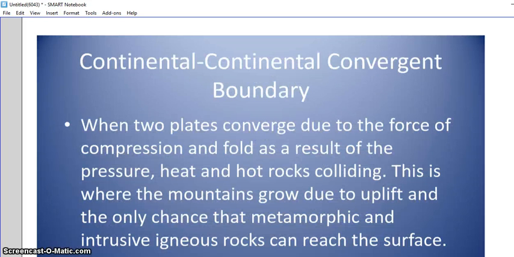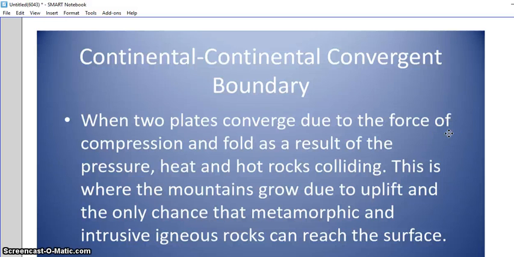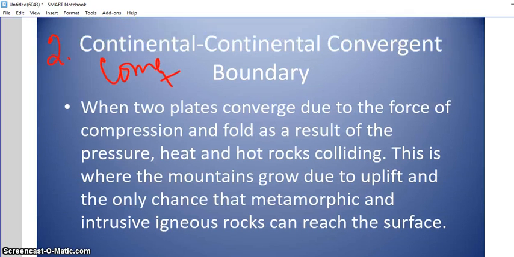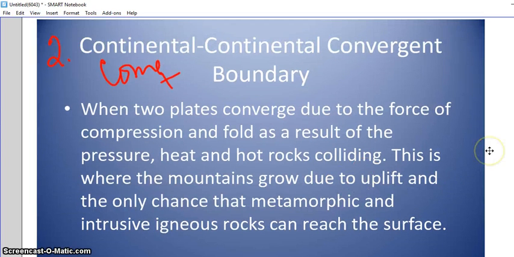All right, then we have the continental convergent boundary. This is number 2. Continental convergent boundary is where convergent means coming together. So it's when two plates are coming together and there's a force created, and it's called compression. That force is compression, and it causes the rocks to fold as a result of pressure and heat as the hot rocks are colliding.